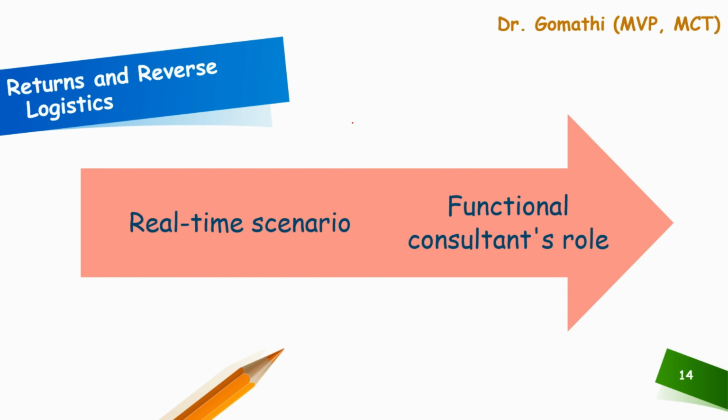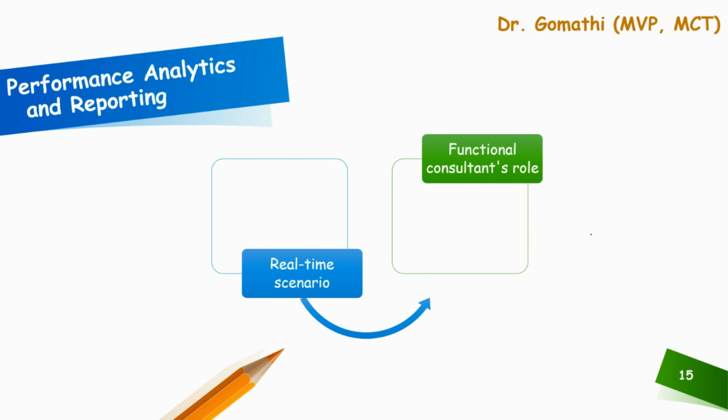Next comes returns and reverse logistics. A smartphone manufacturer manages product returns and refurbishment for faulty devices. Okay, so this is what reverse logistics means, that is refurbishment. So as a functional consultant, you have to configure processes for handling returns, assessing quality, managing refurbishment, and integrating returned devices back into inventory and disposal.